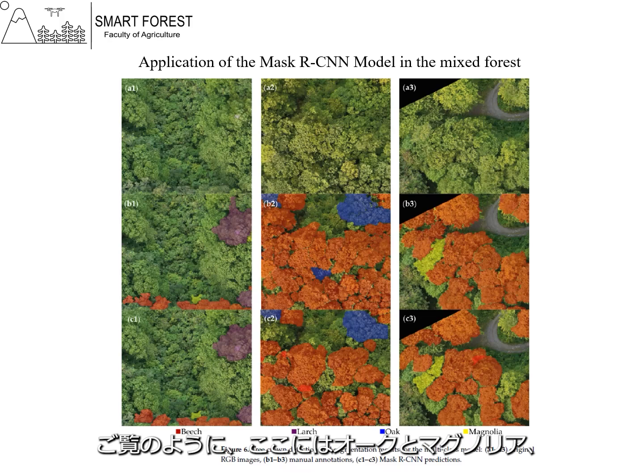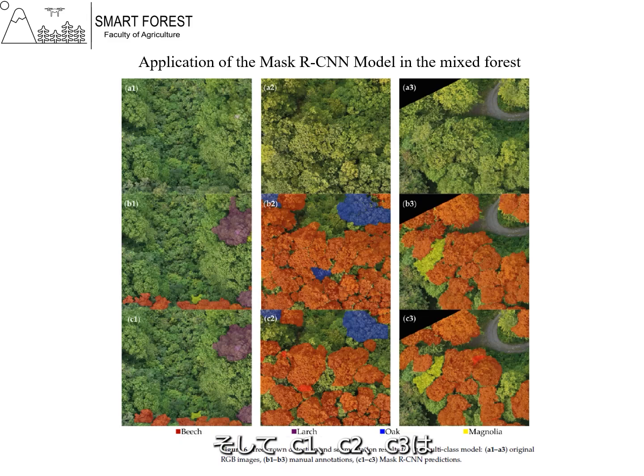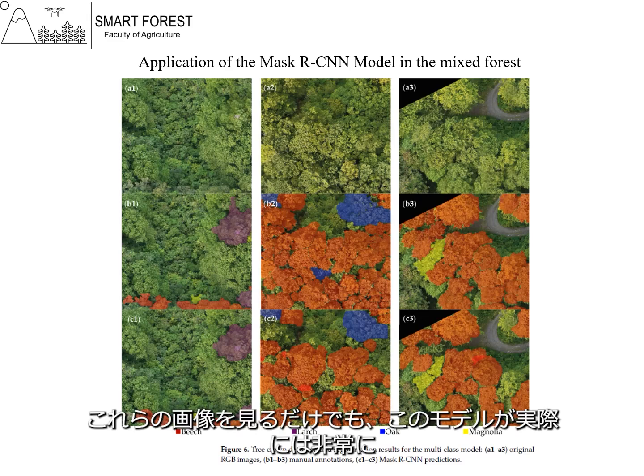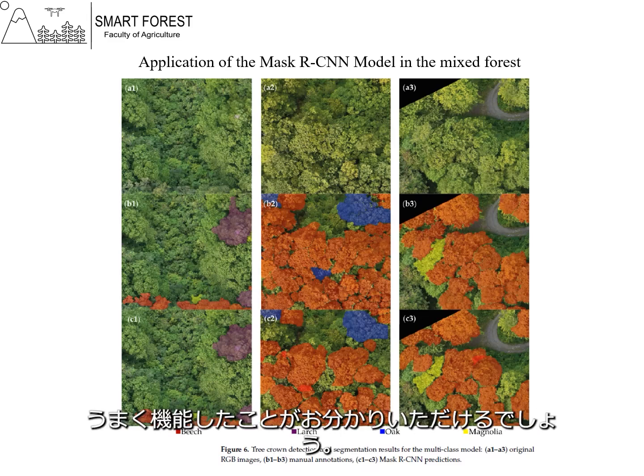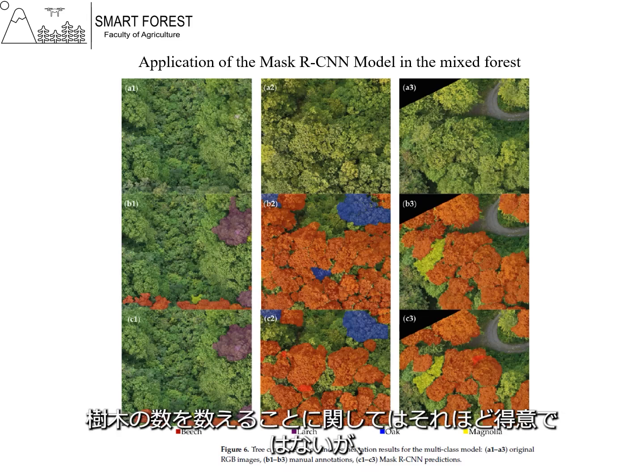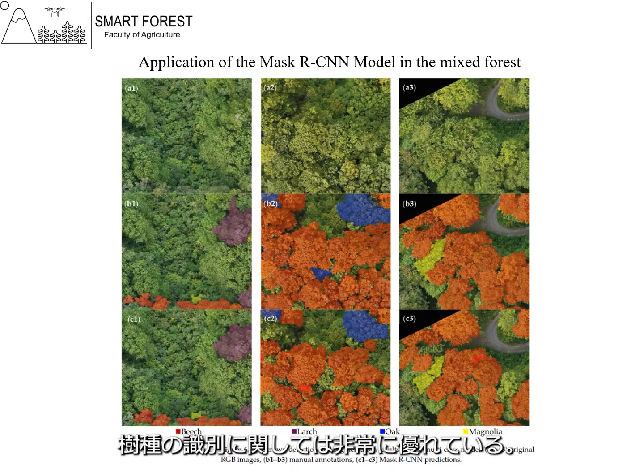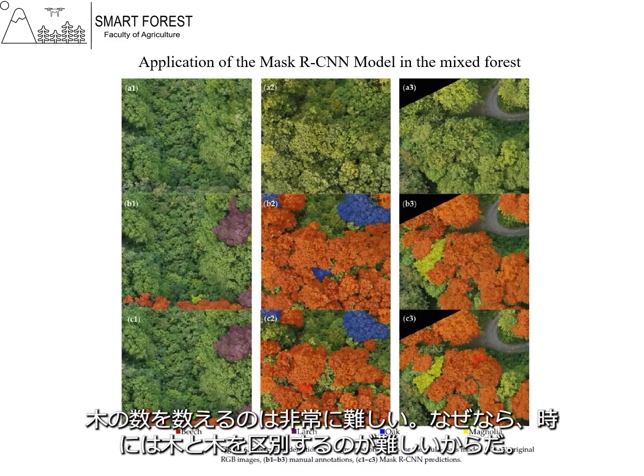So you see here a larch, an oak, a magnolia, a beech. And the C images, C1, C2, C3, are the masks and the detection that the model did. So if you can see just these images, you will realize that actually the model worked really well. Not so much in the counting of the trees, but very well in the identification of the species. The counting of the trees is very difficult because sometimes it's difficult to separate one tree from the other.